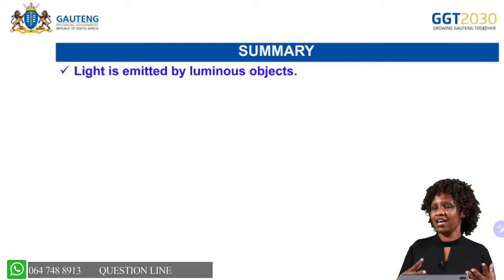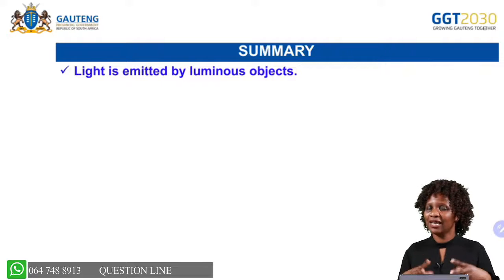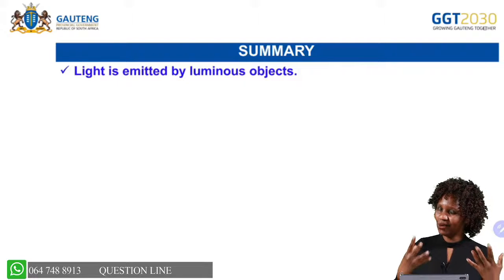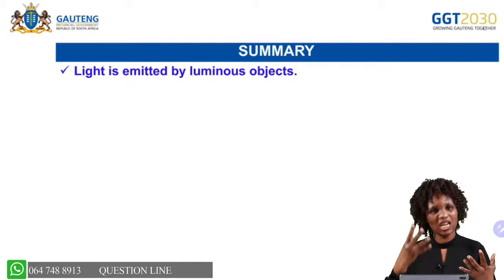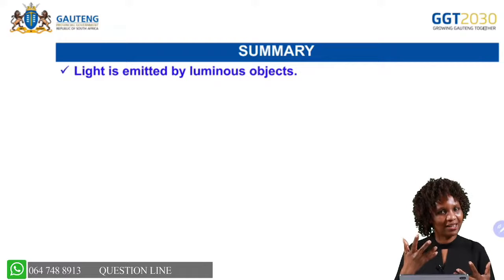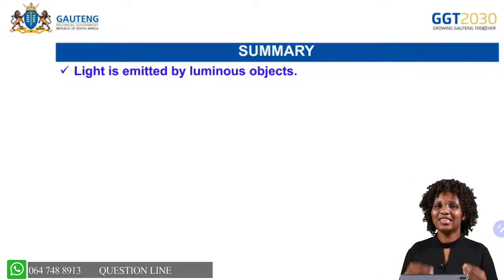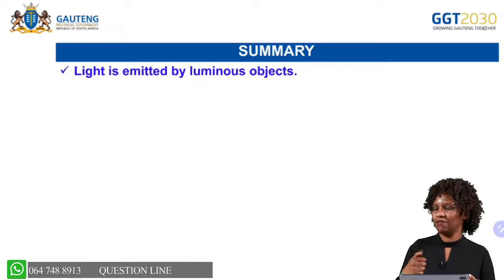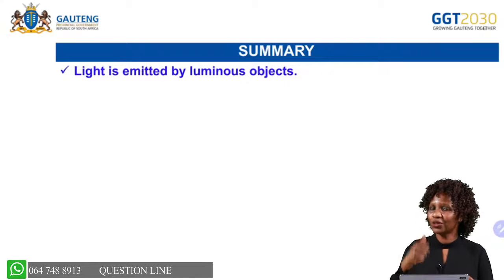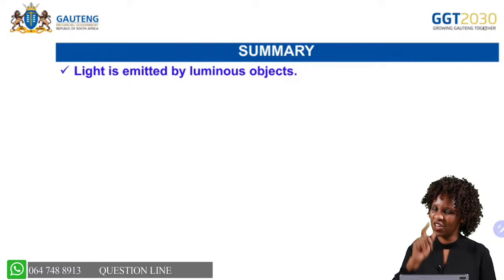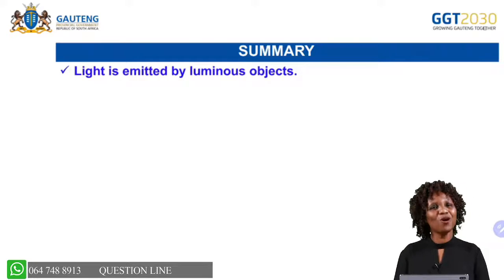Even fire, if you make fire, it is luminous. Why? It is giving off light. You can even see it in the dark. All right. And then even a torch. If you switch on your torch it is also luminous. Why? Because it is giving off light. Now we know the meaning of luminous, grade 8.